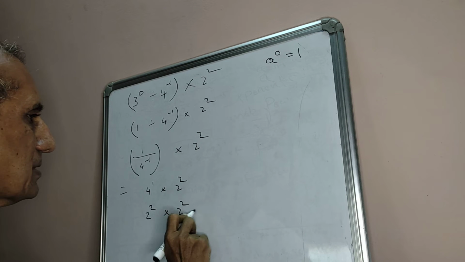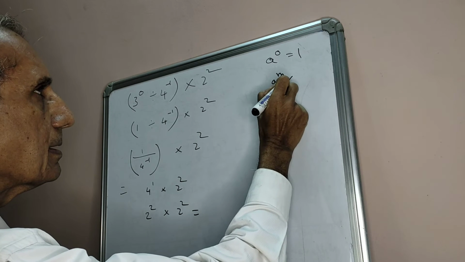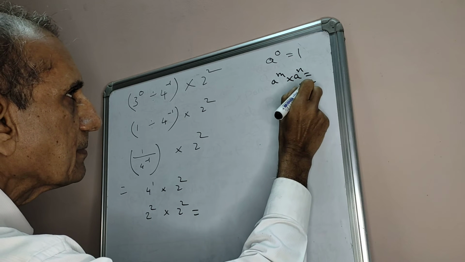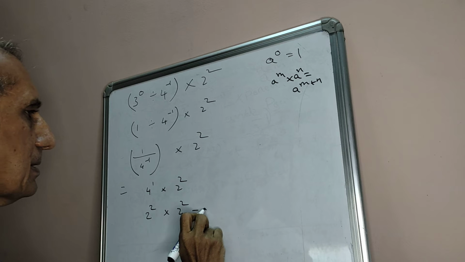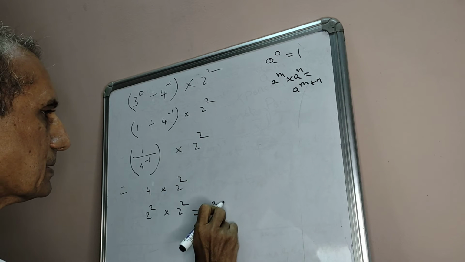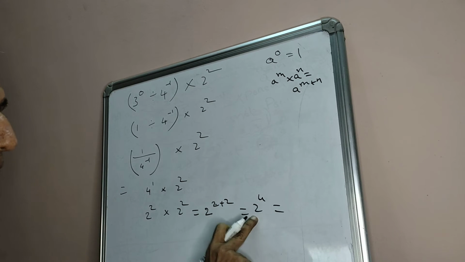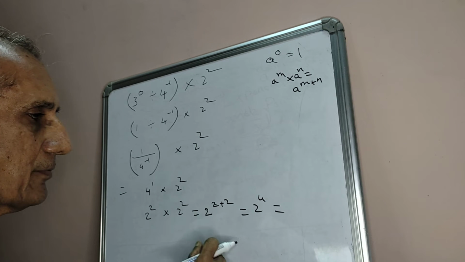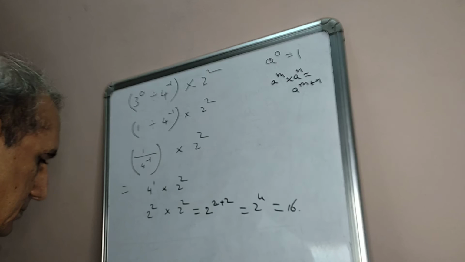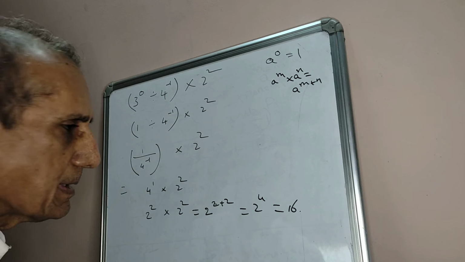So that comes under the rule a^m into a^n is equal to a^(m plus n). So this will be 2 to the power 2 plus 2. You can either leave it here or solve it further, it's up to you. So 16 you get, that's the answer. Correct.